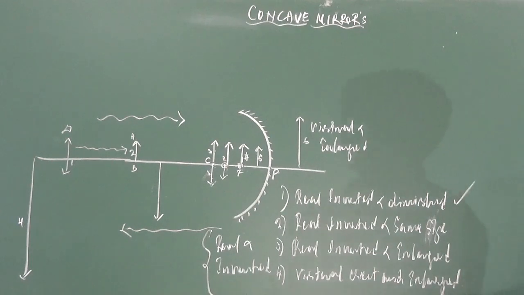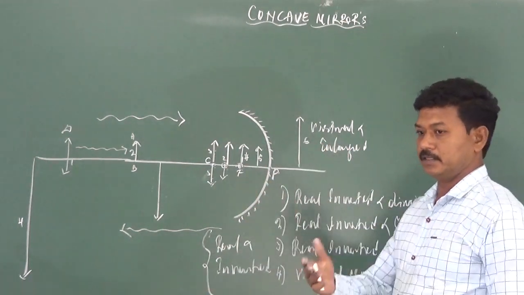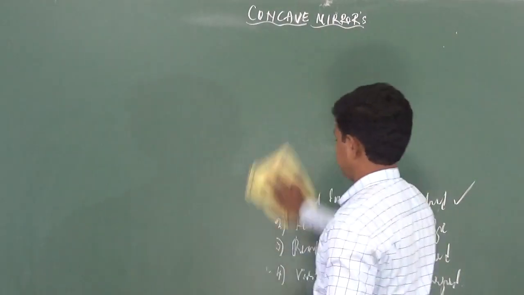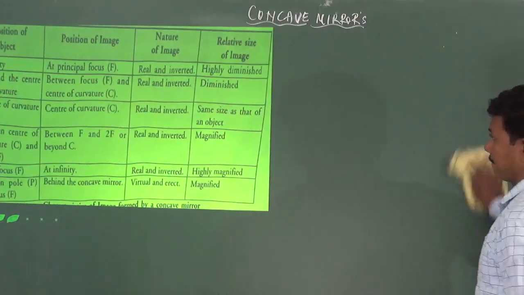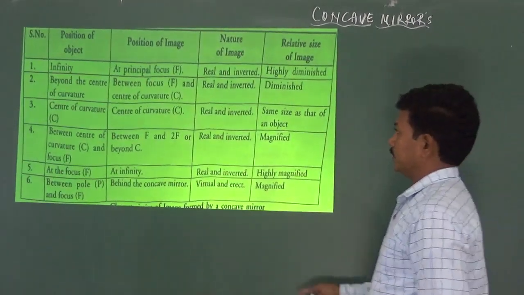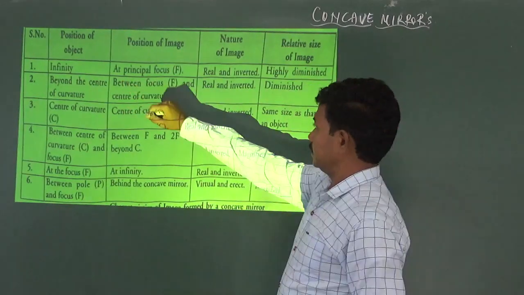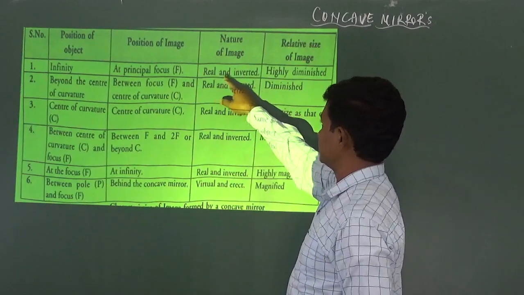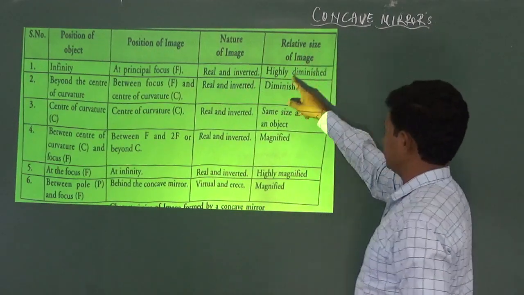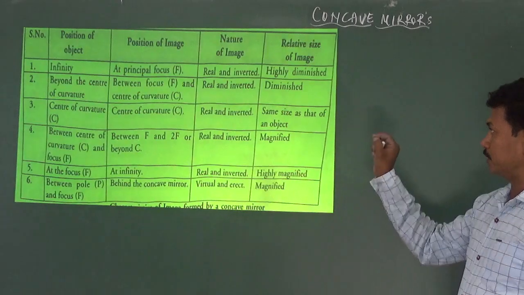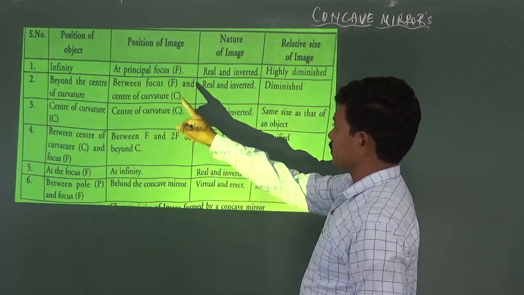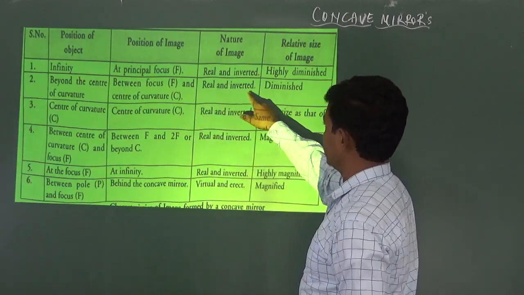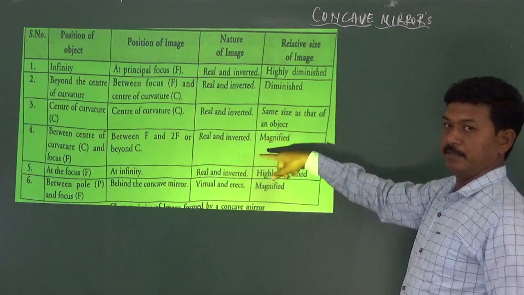So let us now get a total bird's eye view of what we had done in the previous class. The object is kept at infinity. The position of the image is at the principal focus. The nature of the image is real and inverted. The relative size of the image is highly diminished. Next is beyond the center of curvature. Between the focus and center of curvature, the image is formed. It is real and inverted. It is diminished. This is the second image I showed you.